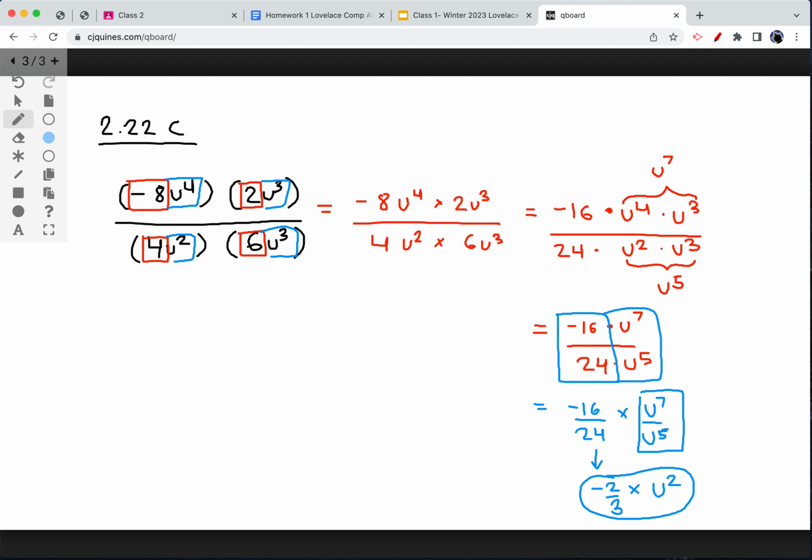So does anyone have any questions on this problem? Okay. So if not, we'll move on to the next problem.